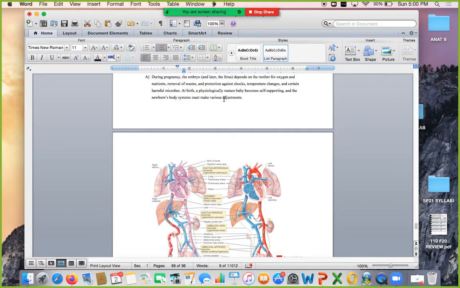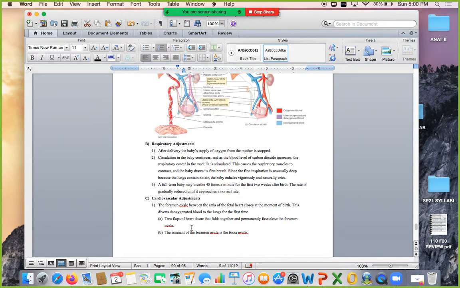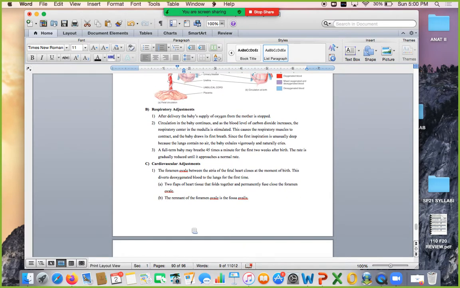So at birth, there's going to be some serious adjustments that the body has to make. The body systems have to make adjustments, including learning to breathe, as well as the circulatory system. There's a lot of different things that have to occur and have to go right, respiratory adjustments and cardiovascular adjustments, in order for this baby to be able to breathe on its own.